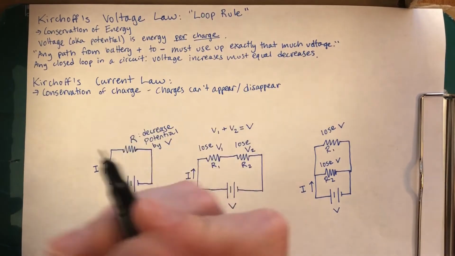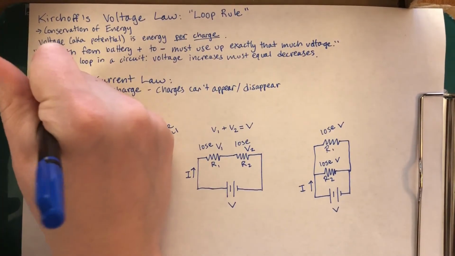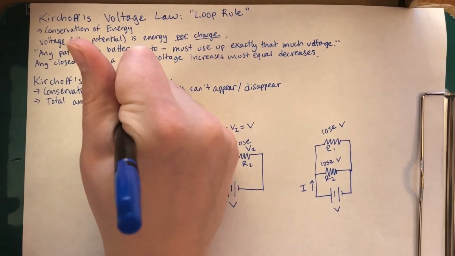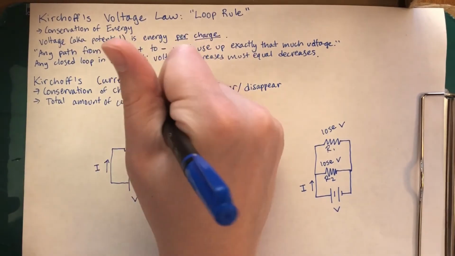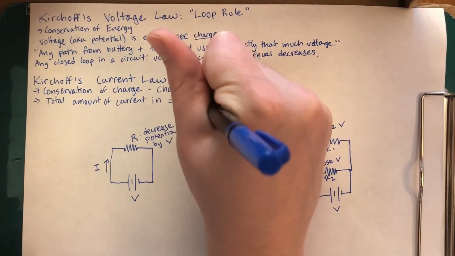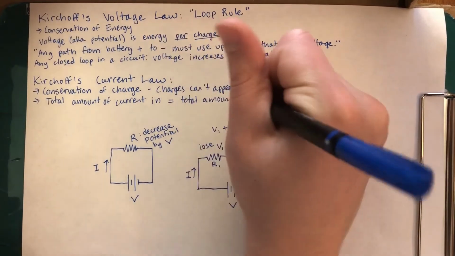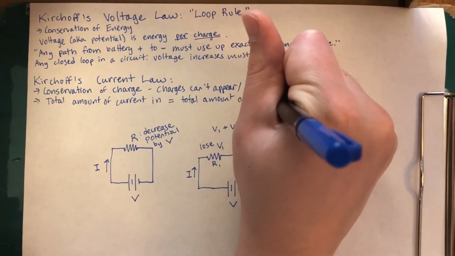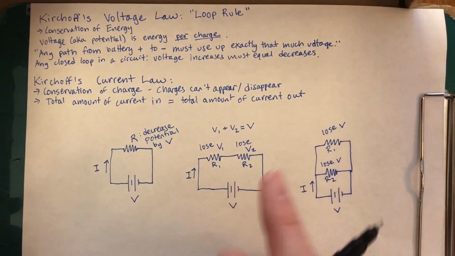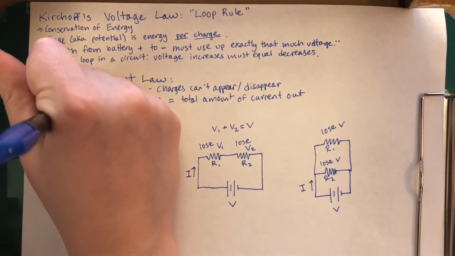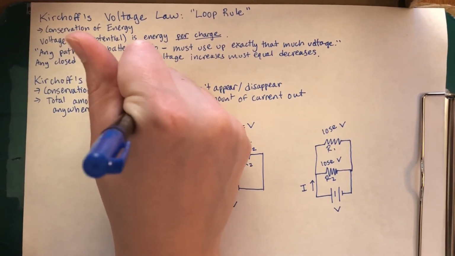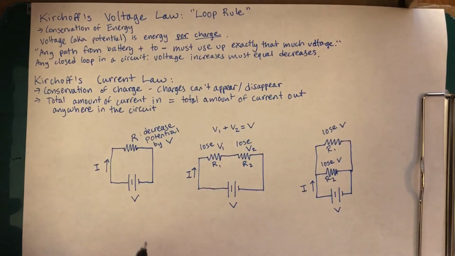What this means is the total amount of current in is always going to equal the total amount of current out anywhere in the circuit. This is true wherever we are.